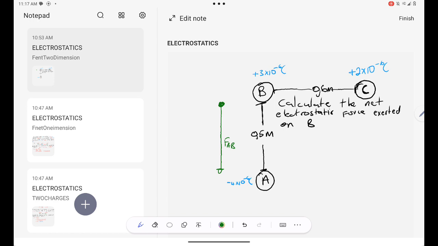Now let's check the relationship between charges B and C. Both charges have the same polarity. They are both positive, so they will repel one another. In simple terms, they will just push one another away. So this illustrates the force that exists between charges B and C.